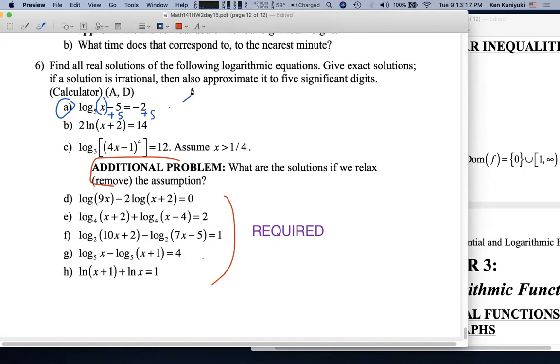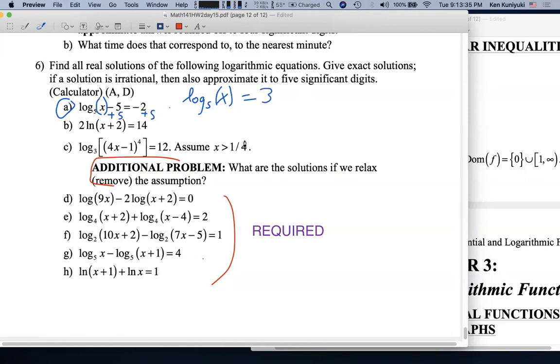Okay, we want to isolate the logs. We have log. I like to curl my L so they don't look like ones. Log base 5 of X. Okay, it's not of X minus 5. A lot of students get confused by that. Okay, equals -2 plus 5 is 3.